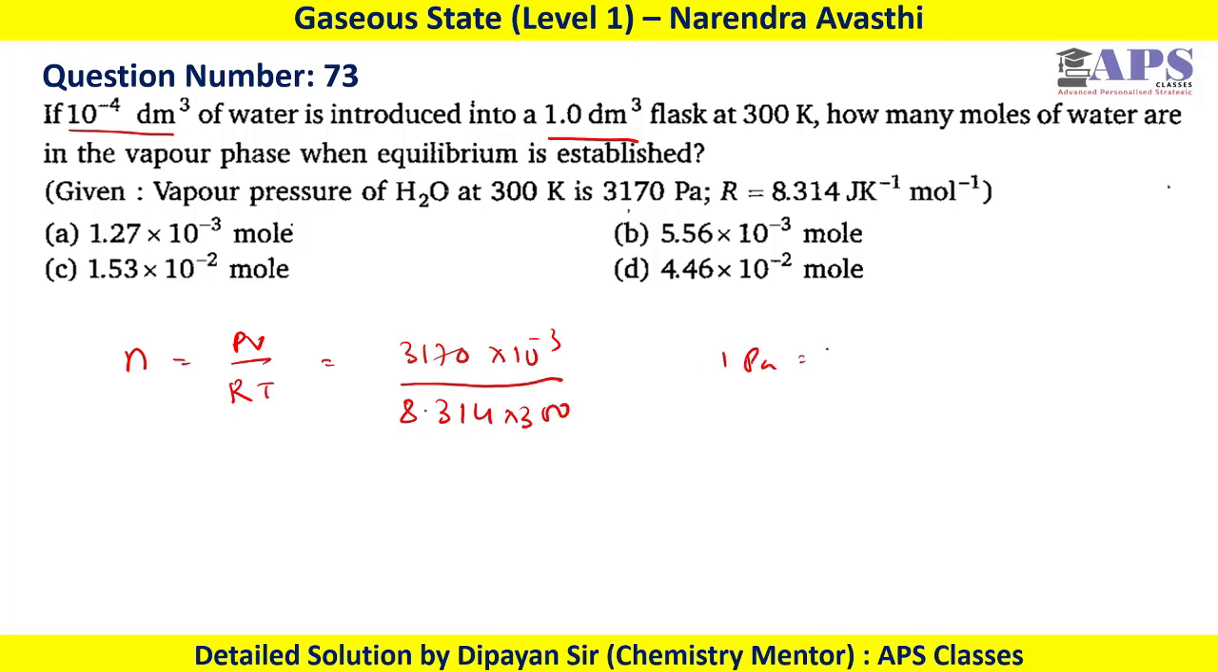1 Pascal equal to 1 Newton per meter square and 1 Joule equal to 1 Newton meter. So if we change the units, it will come like this, and from this we can calculate the number of mole: 1.27 into 10 to the power minus 3 mole. So option A is going to be the correct option.